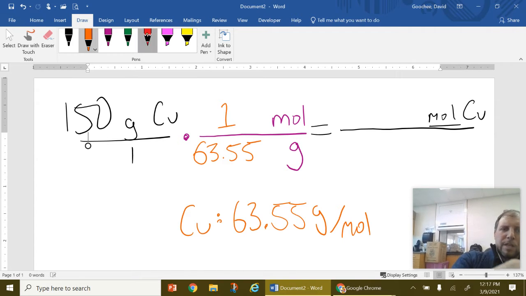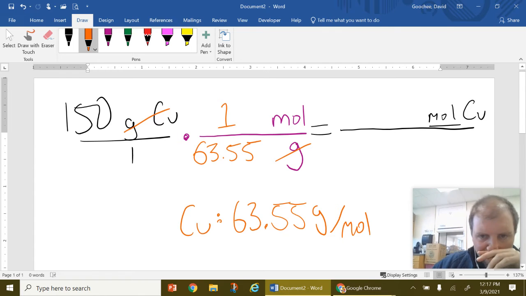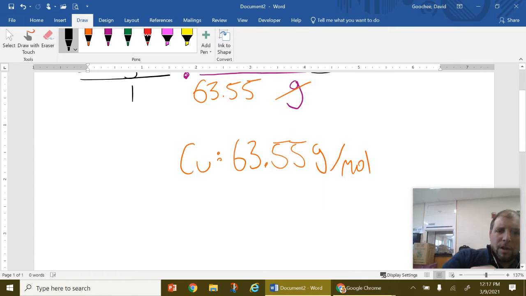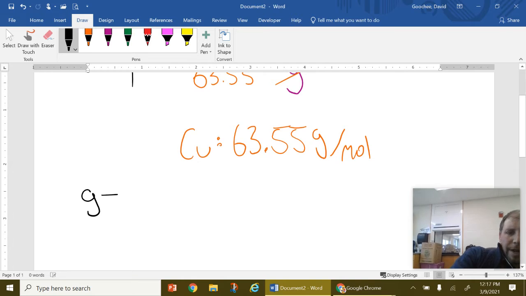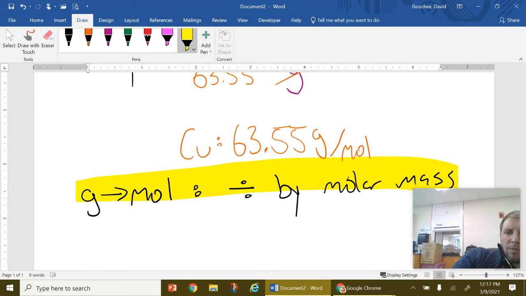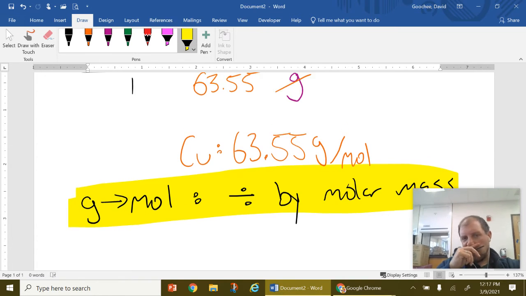And this is how you can get out of grams into moles. To go from grams to moles, you just divide by the molar mass. Let me reiterate that for you: to convert from grams to moles, you are going to divide by the molar mass.